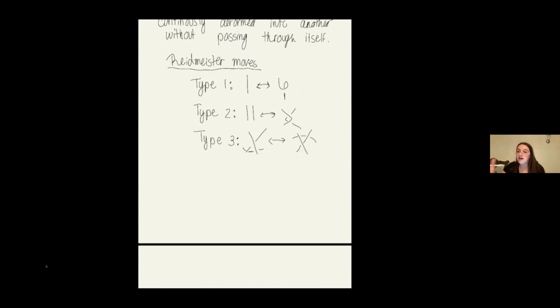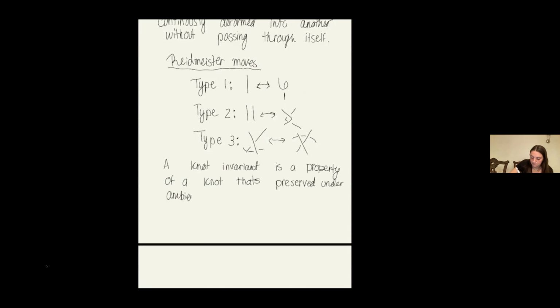And then also I'm just going to define what a knot invariant is, because that's what I'm talking about with tricolorability. Tricolorability is an example of that. A knot invariant is just a property of a knot that's preserved under ambient isotopy. So for example, when I get into tricolorability, say we have one tricolorable knot and we deform it, that knot that you have after doing the deformation will still be tricolorable, and vice versa if it's not tricolorable. So that's what I mean by tricolorability being a knot invariant.